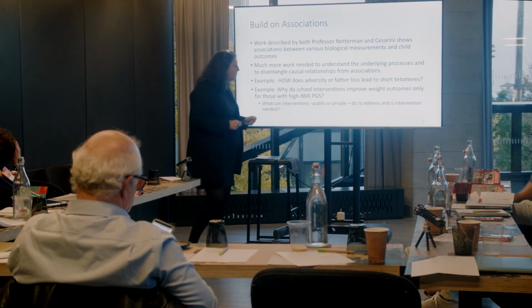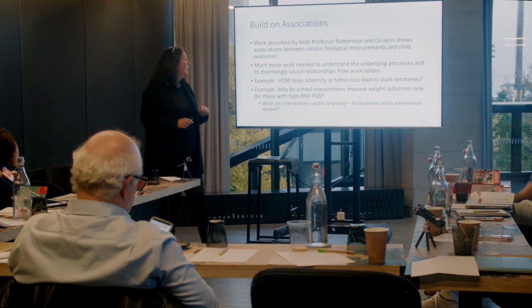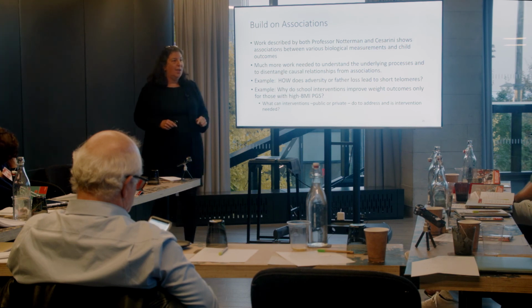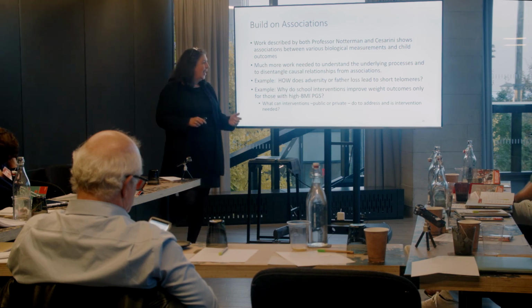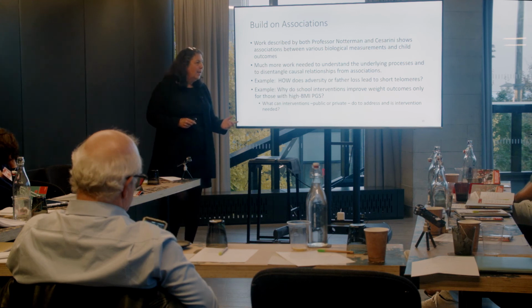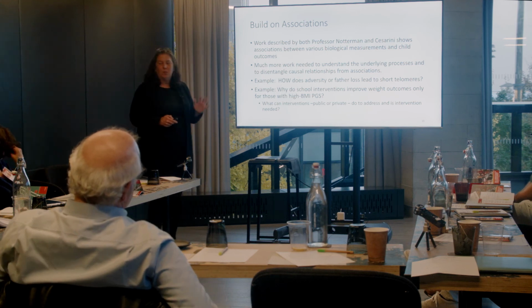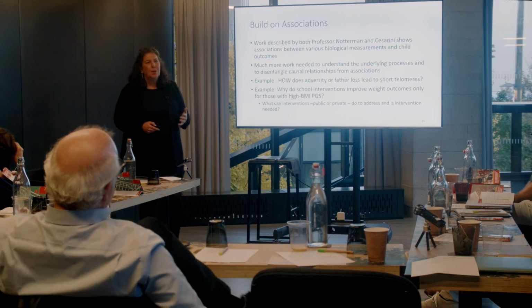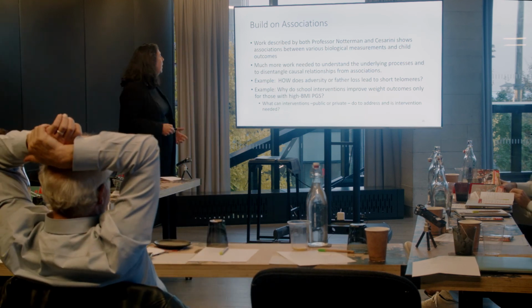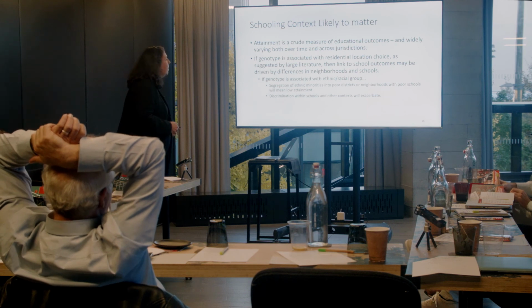Another example: why do school interventions improve weight outcomes only for those with high BMI PGS, if I got that right? And should we be doing something about this, or should we not? And what should people be doing? These raise a bunch of issues about what's the scope for intervention, and what would the consequences be?